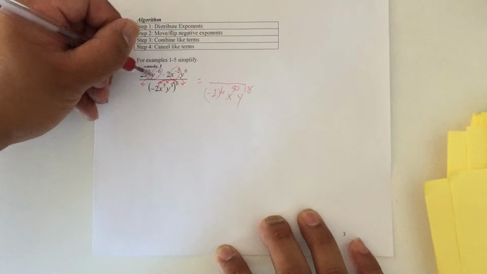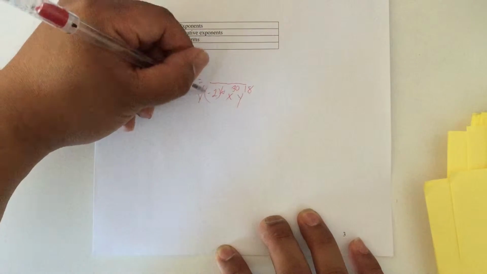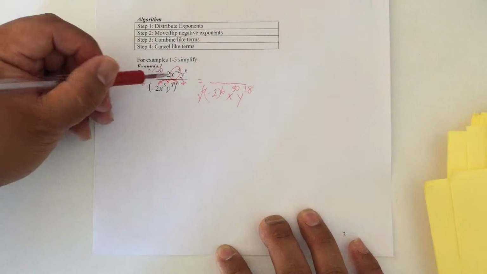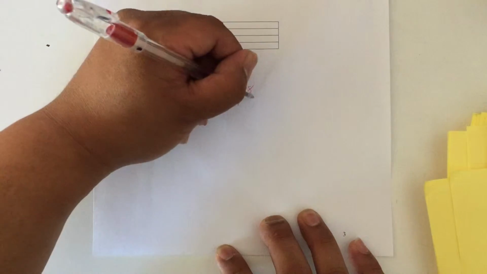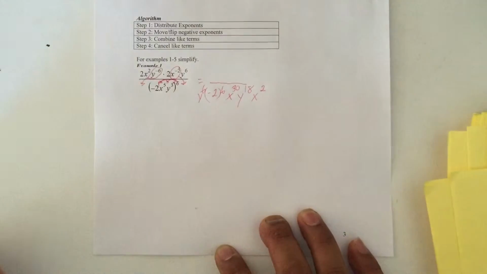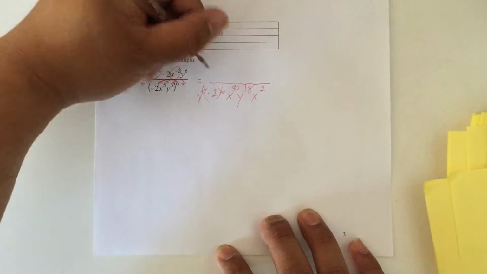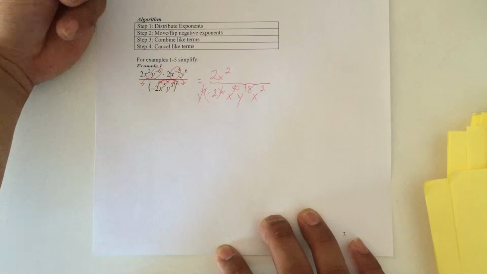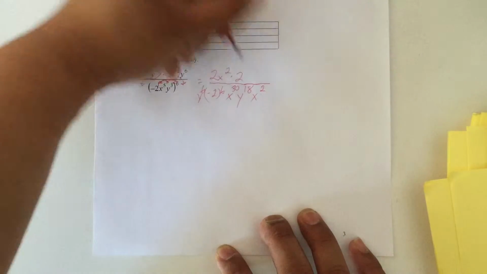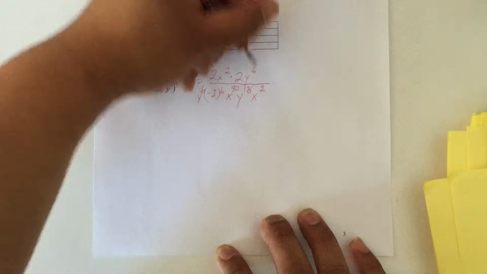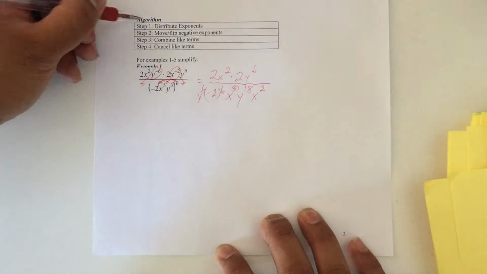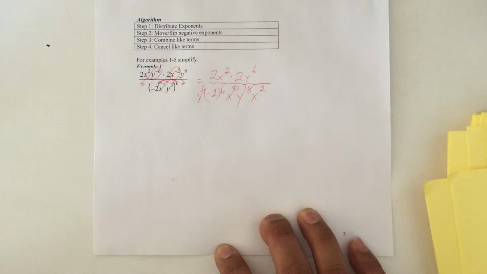So I'm going to write this y to the -6 on the bottom, but write it as y to the 6th. And I'm going to write this x to the -2 on the bottom, but write it as x squared. Okay. Now I'm just left with 2x squared times 2y to the 6th. Alright, so that takes care of steps 1 and 2.